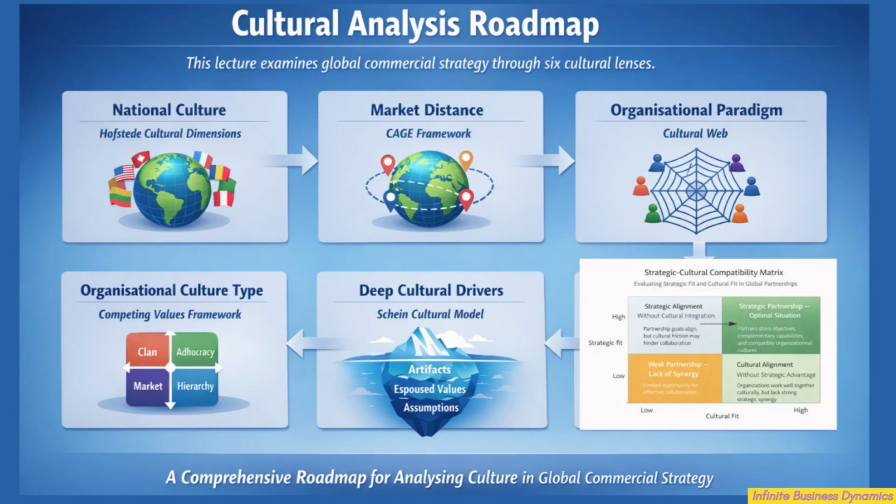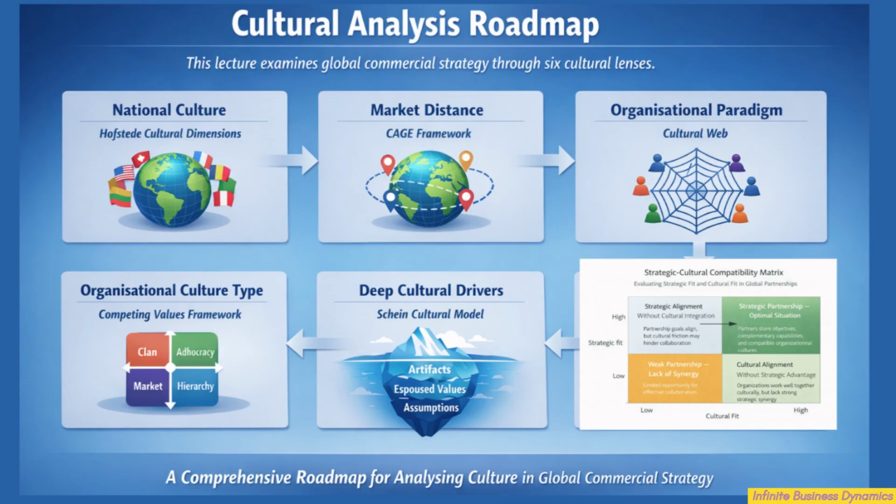We begin with national culture, using Hofstede's Cultural Dimensions. This framework helps explain how societies differ in attitudes toward hierarchy, individualism, uncertainty, and long-term orientation. These differences influence negotiation styles, leadership expectations, and trust formation. The second lens focuses on market distance through the CAGE framework. This model highlights how cultural, administrative, geographic, and economic differences shape the complexity of operating across international markets.